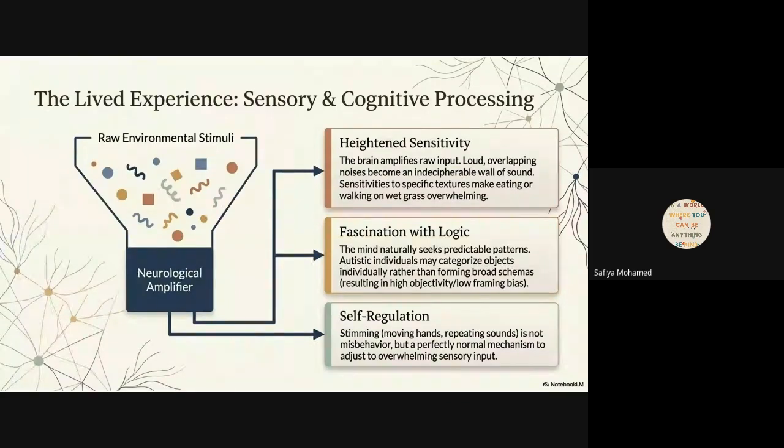Okay, Leanne, there's a message in the question box. If you can check it for me, it's from Janani. Number one, they say the environmental stimulus, the things that are in the environment that stimulates the child. The neurological amplifier for that would be heightened sensitivity in an autistic child, which means the brain amplifies raw input. It becomes extra loud, overlapping noises become an indecipherable wall of sound. Sensitivities to specific textures make eating or walking on wet grass overwhelming.